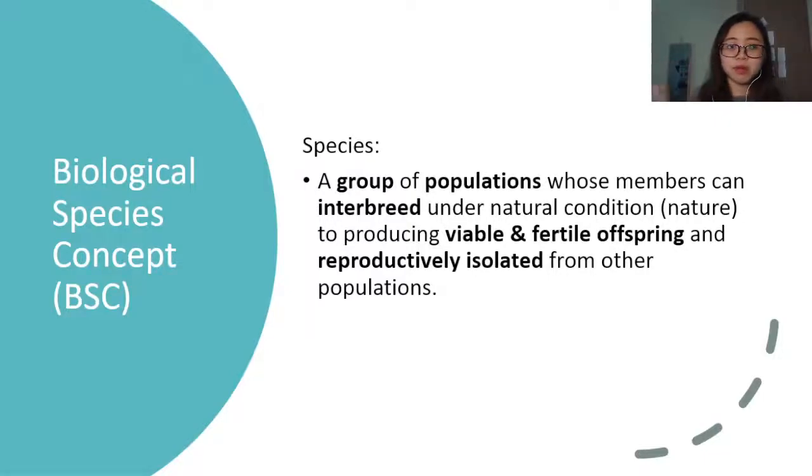So from many populations, if they can interbreed under natural conditions, which means naturally you leave it there, you don't need to take them into the lab, and then their offspring are viable and fertile, and they are reproductively isolated from other populations, then they are a species. What's important is that they can breed among themselves, and their offspring are healthy and can breed too. Okay, so this is the biological species concept. Try to remember this if you can.